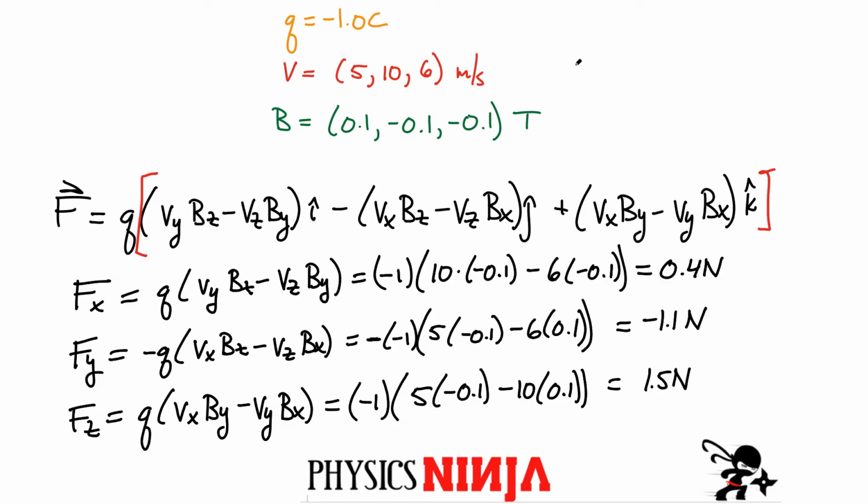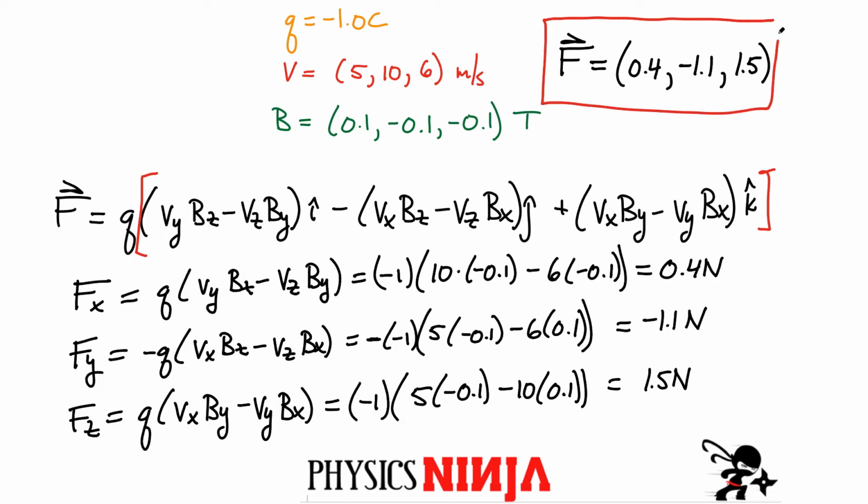So that means if I write my total force F as a vector, I can find the magnitude. If you know the components, you should be able to evaluate the magnitude of that vector. This is the X component. My Y component is 1.1, and the Z component is 1.5 newtons. All right, that is the value of the force acting on that charged particle.